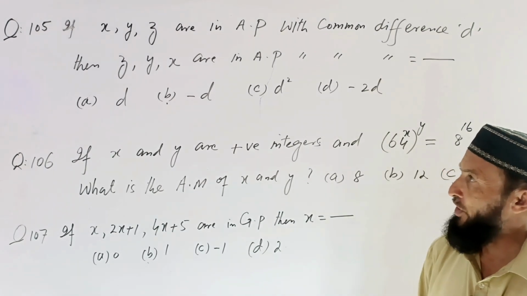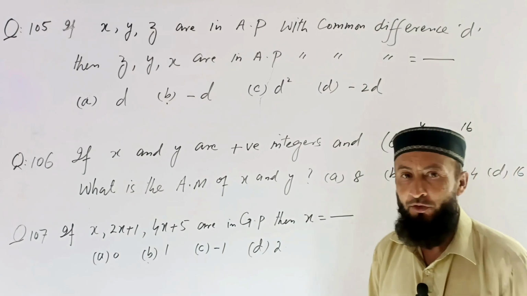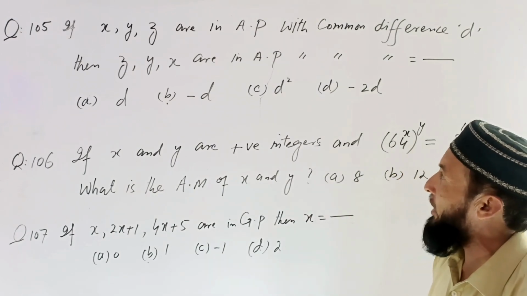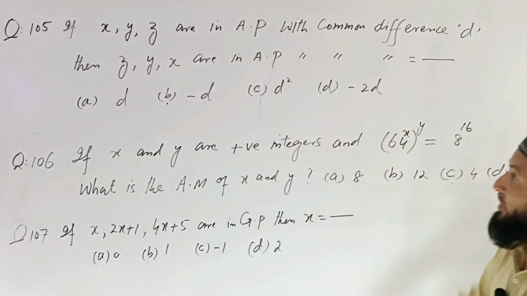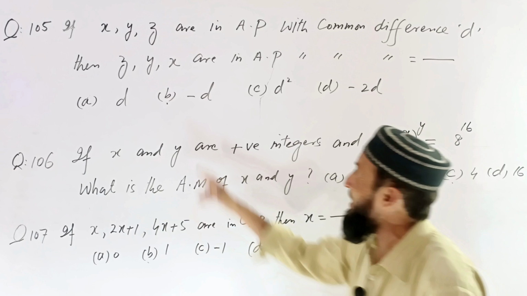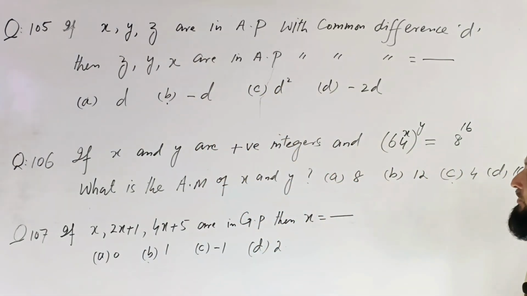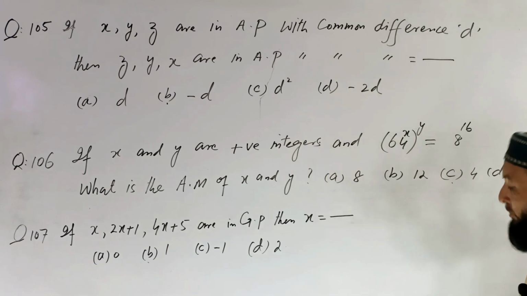Today we are proceeding with the next MCQs of the same chapter, sequence and series. Question number 105. If x, y, z are in arithmetic progression with common difference d, then z, y, x are also in arithmetic progression. What is the common difference? Is the value d, minus d square, or minus 2d?